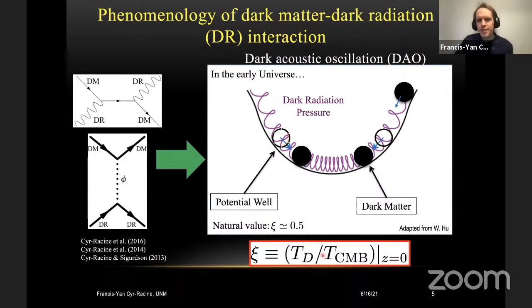And we tend to parameterize this by this ratio of the dark sector temperature, TD over TCMB. And a natural value for this, if you assume something, say, with couplings above the weak scale, is like a half or so. So generally speaking, the dark sector is colder than the standard model.